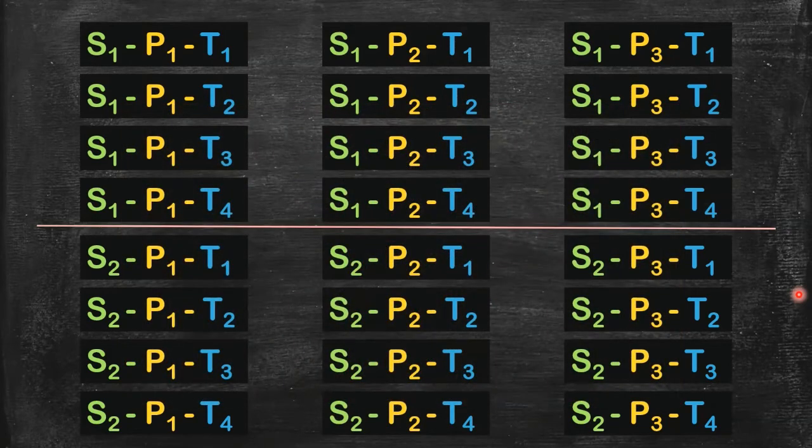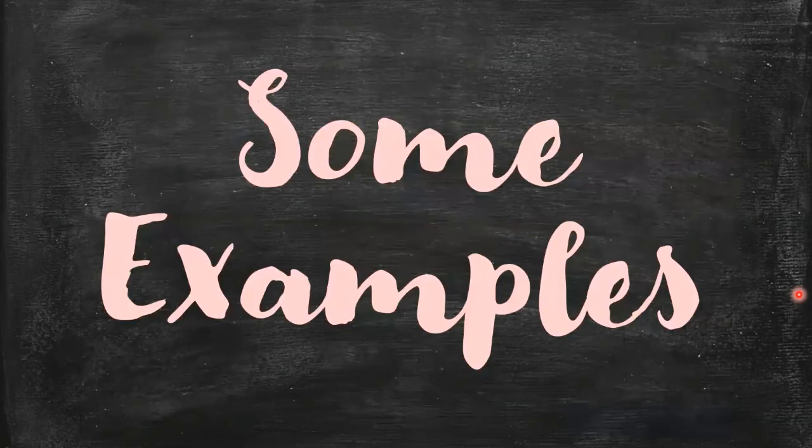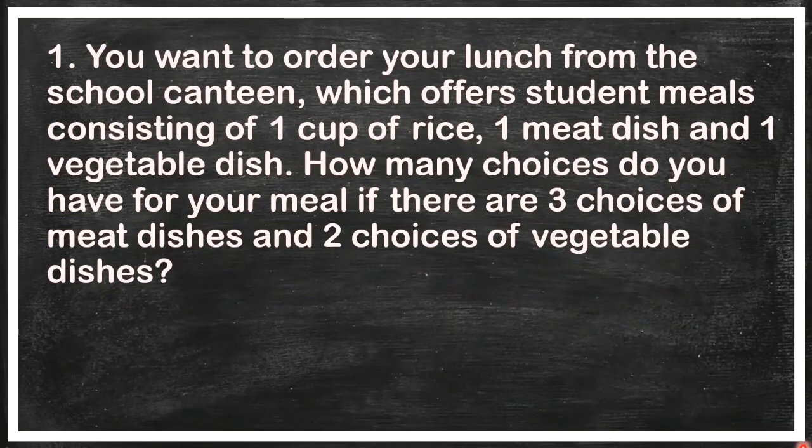Okay, so let's have some examples here. So first example, you want to order your lunch from the school canteen, which offers student meals consisting of 1 cup of rice, 1 meat dish, and 1 vegetable dish. How many choices, how many possible outcomes do you have for your meal, if there are 3 choices for meat dishes and 2 choices of vegetable dishes.